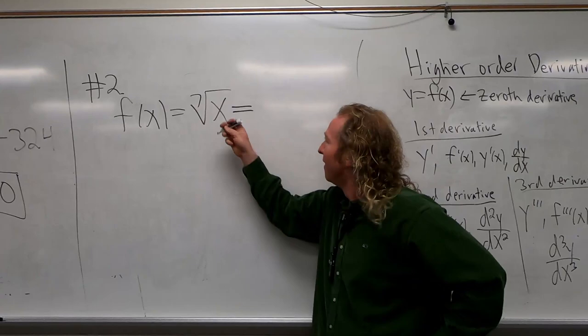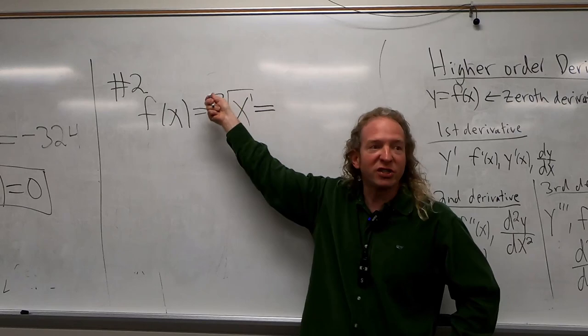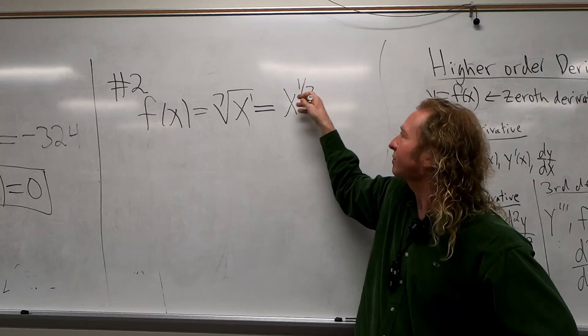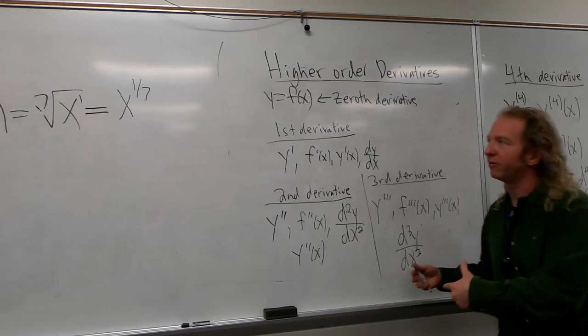So you can rewrite this. This is x to the 1 over 7. So you have to rewrite it first, okay? So whenever you have a root like that, you want to rewrite it first. So it's still f, right? So now we can take the derivative.